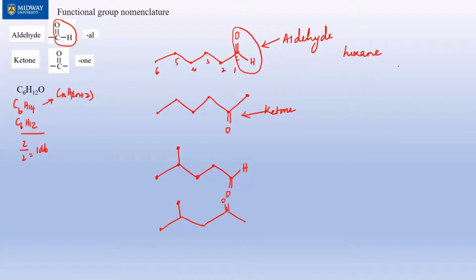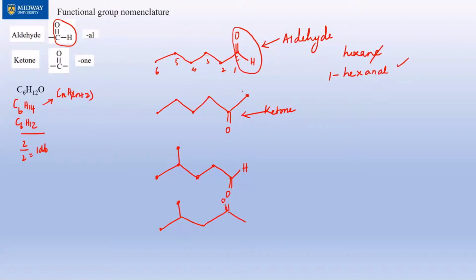So to name this aldehyde, all you do is get rid of the E and write Al for aldehyde, and then locate the position, which is 1, where the functional group is located. Naming aldehydes and ketones are extremely simple.